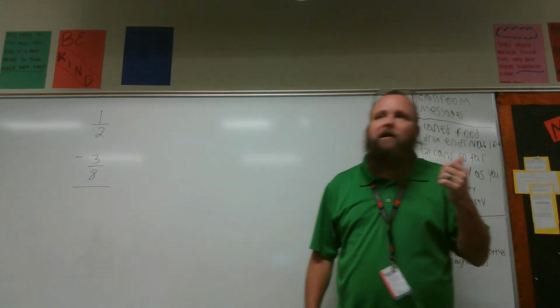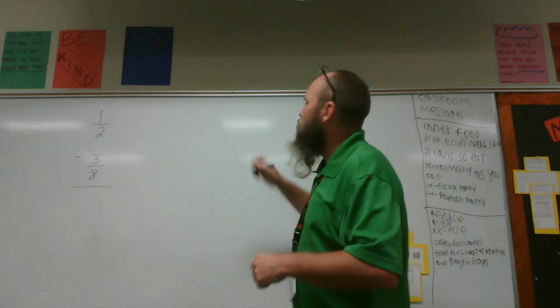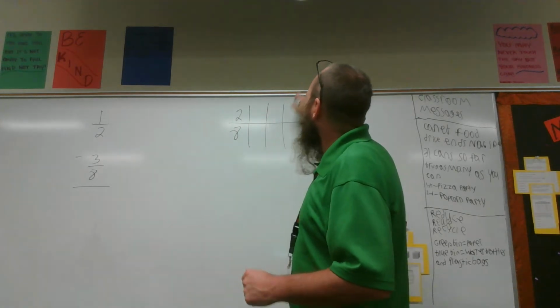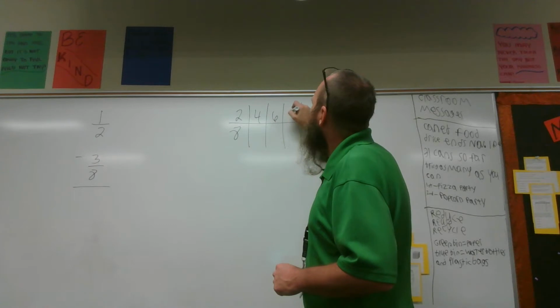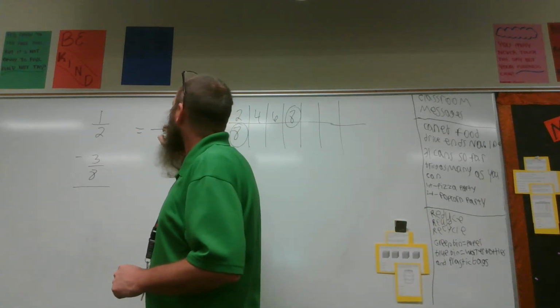First of all, we need to find a common denominator. Heron, what are my denominators? 2 and 8. Heron, what's my common denominator, my least common denominator? 8. So I need to change these so they both have a denominator of 8.